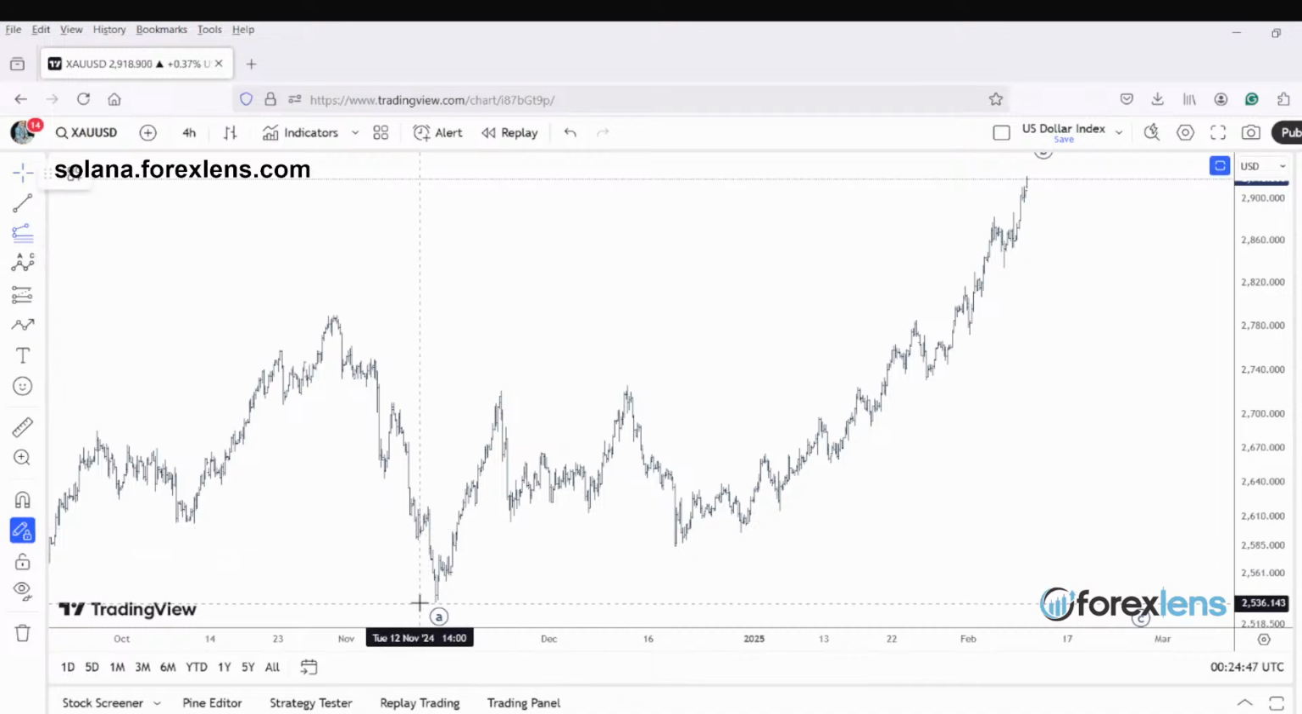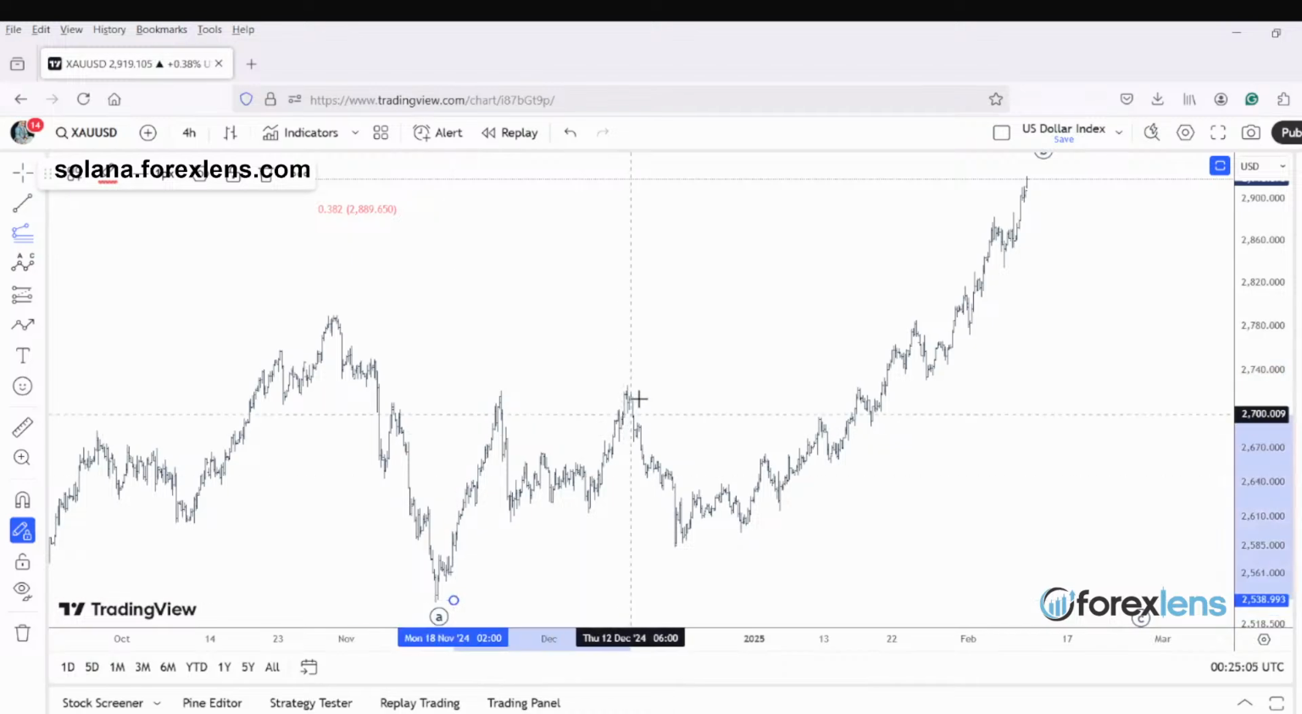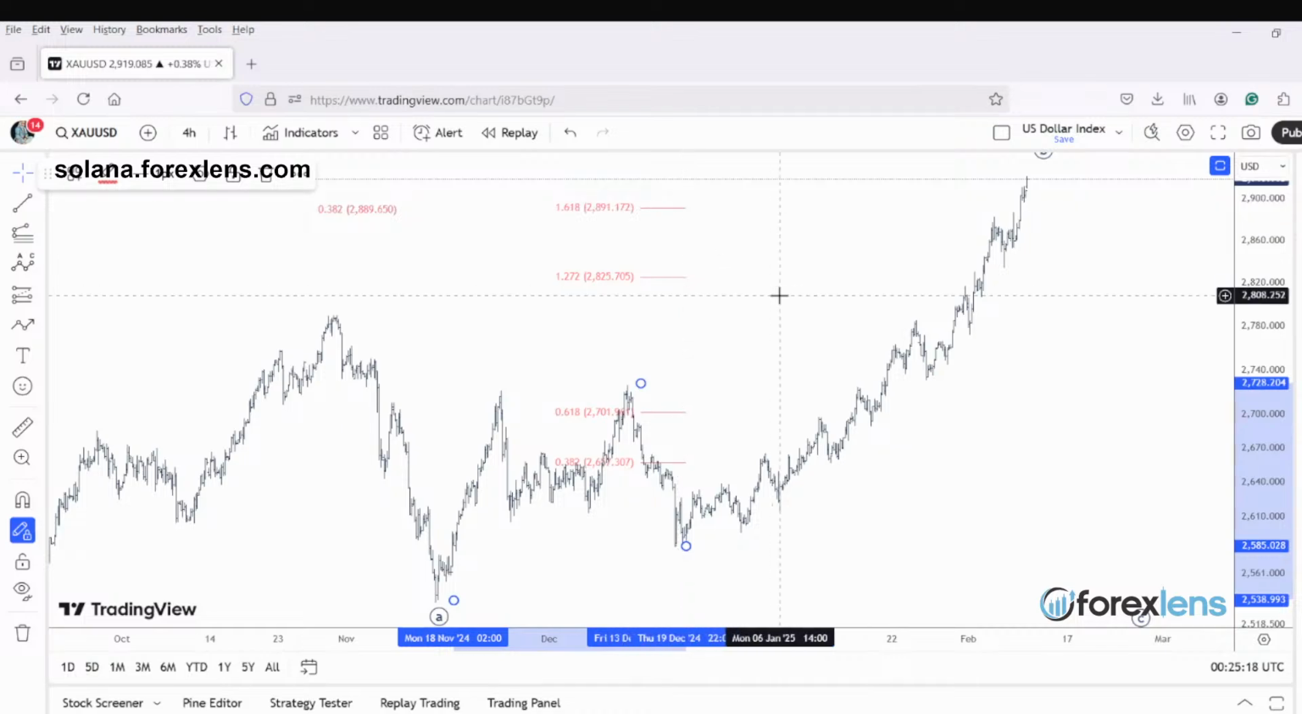where the maximum. Here's the range: 38.2% of wave A, proposed wave A, sorry, is around the 28.90 zone. Also kind of converging to this 1.618 extension, which was seen around 28.91 or so.